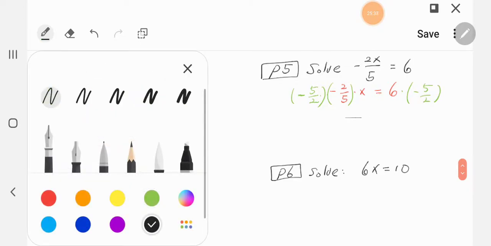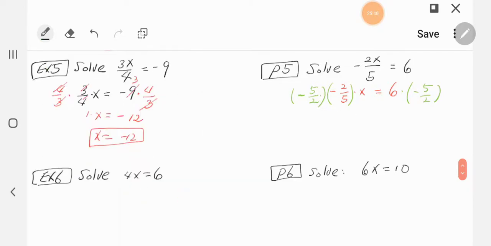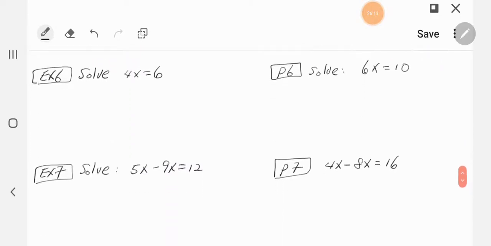Then we can cancel out. All this negative becomes positive. 5 cancels out, 2 cancels out. So x is equal to, and this negative sign moves to the front, and this one you can reduce. All right, so 3 times 5 is 15. X is equal to negative 15, because this negative sign went out, and positive times negative is negative. So negative 15.